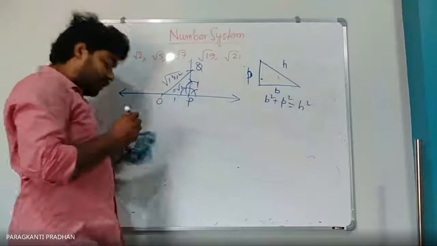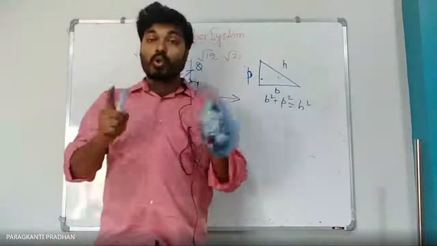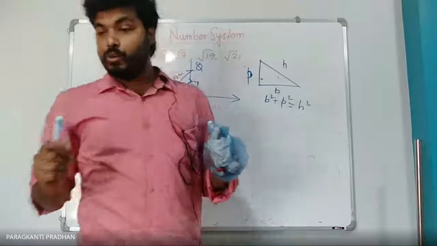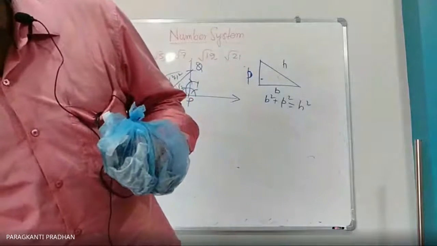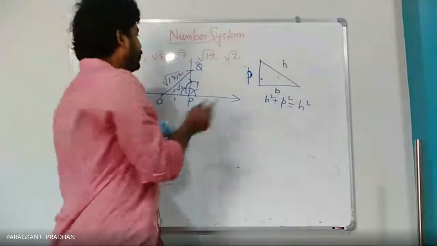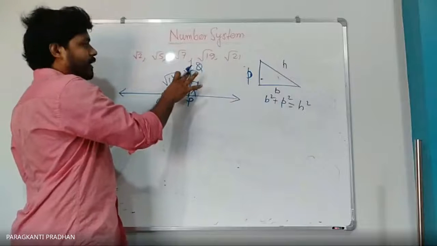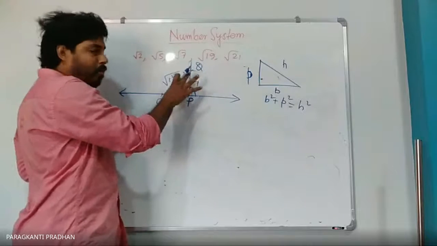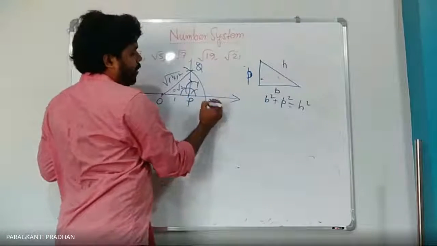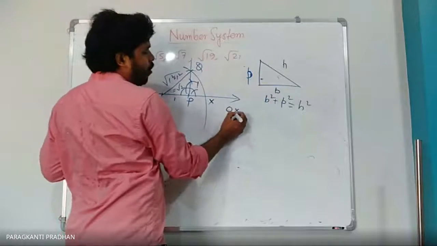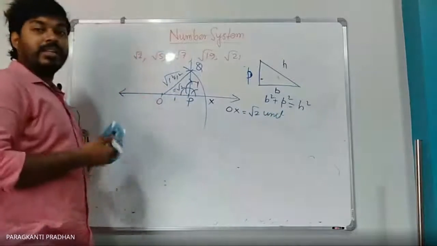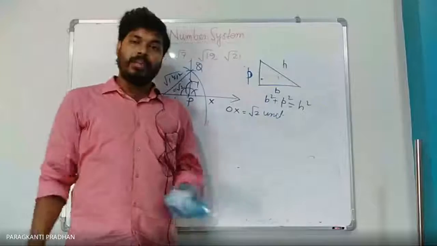Since the question is to represent root 2 on the number line, taking this distance with the compass, you have to rotate it, and this point will be X. So you have to write OX is equal to root 2 units. If you take this unit as centimeter, then write root 2 centimeter.